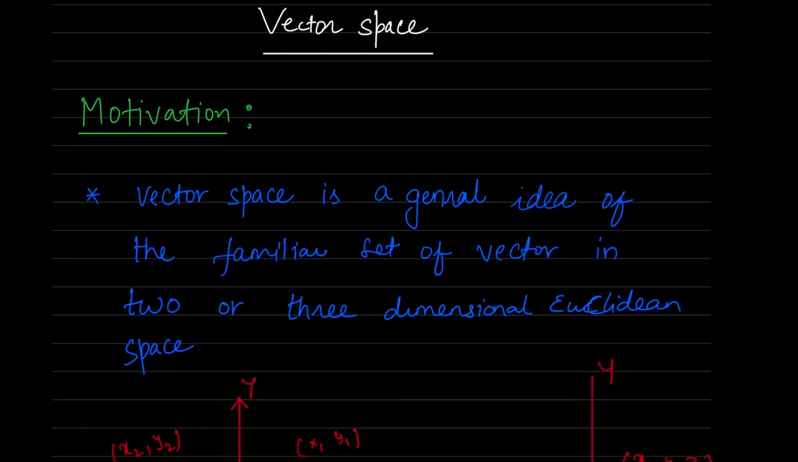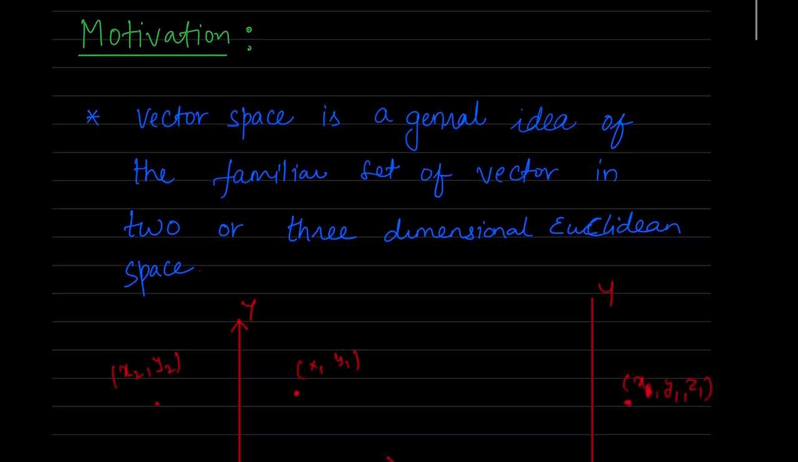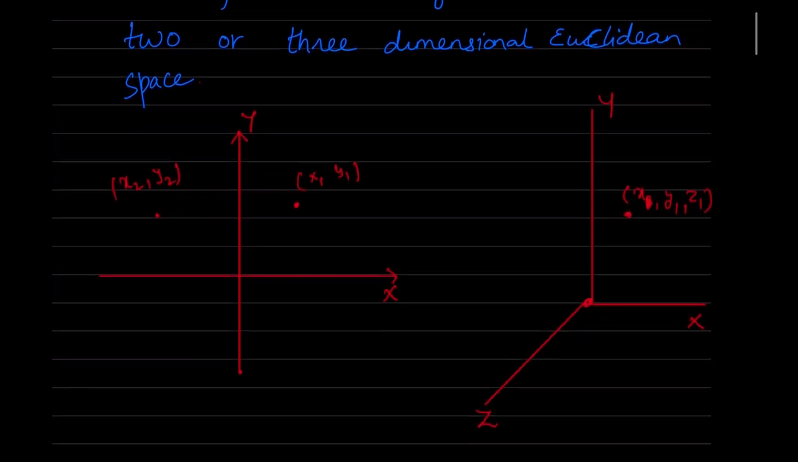Hello everyone. In this video we are going to discuss vector space: why we are studying vector space, what the motivation is, and we will further discuss the definition of a vector space. Basically, first of all we will see what the motivation of a vector space is. Vector space is a general idea of the familiar set of vectors in 2 or 3 dimensional Euclidean space.